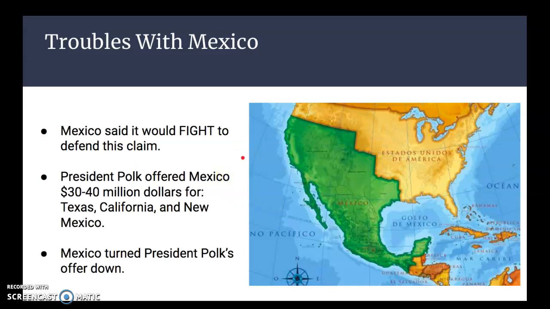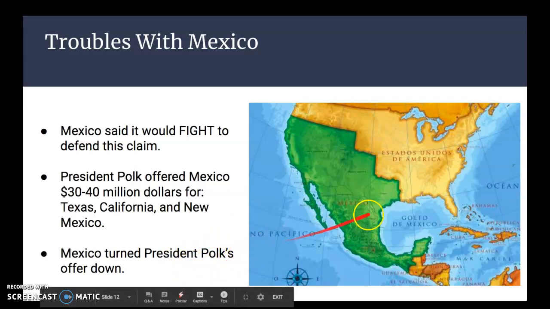President Polk offered Mexico $30 million for Texas, California, and New Mexico. Remember, we purchased a lot of land not long before this in 1803 from the French. We called that the Louisiana Territory. And the act of obtaining that for the United States was called the Louisiana Purchase. Mexico flat out turned down President Polk's offer, though. He said, no dice. We're not selling.